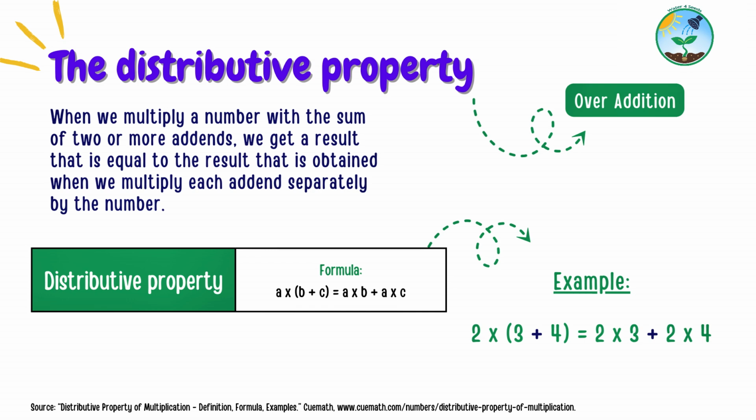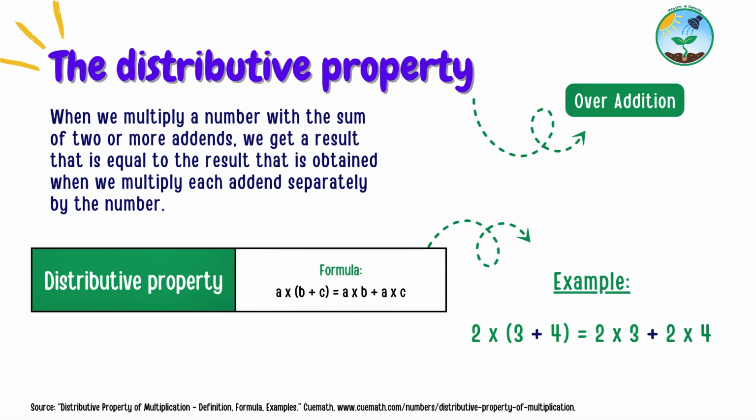Here, the distributive property over addition tells us that when we multiply a number with the sum of 2 or more add-ins, we get a result that is equal to the result that is obtained when we multiply each add-in separately by the number. Our formula for distributive property over addition is A times (B plus C) is equal to A times B plus A times C.